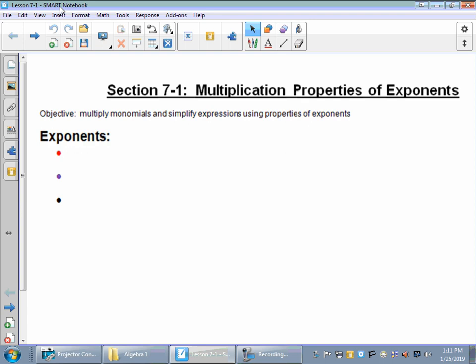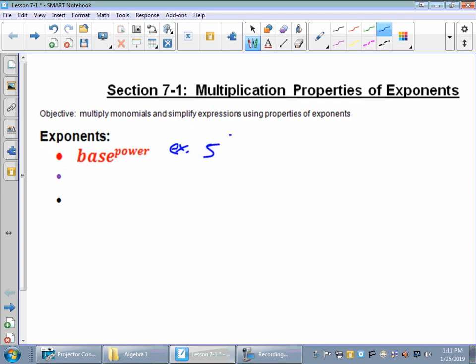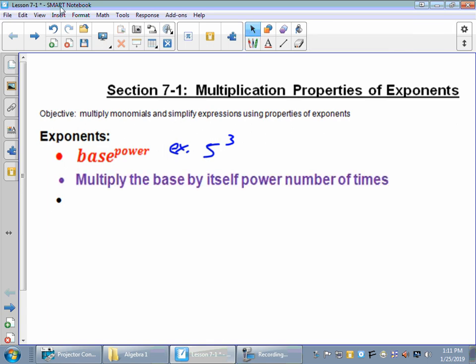So first, exponents. First thing we're going to talk about is what is an exponent? It's a base number and a power. Okay, a base number and it has a power to it. So an example would be like 5 to the third power. And you guys might know that in this case it means you're multiplying the base by itself the power number of times. So this example up here would be 5 times itself 3 times: 5 times 5 times 5.